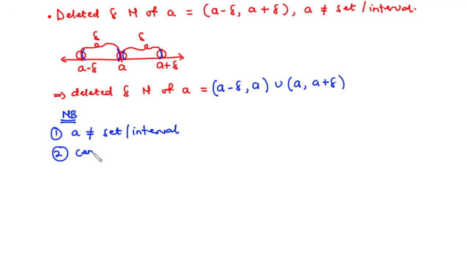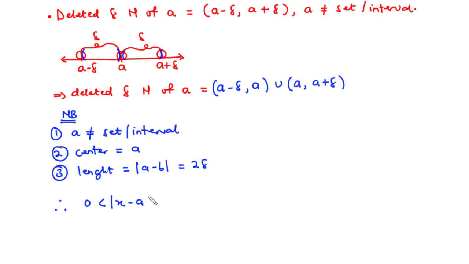The center of the interval still remains A, and lastly, the length of the interval is given by A minus B, which is equal to 2 times delta. Now mathematically, the deleted delta neighborhood of the point A, which is given by the open interval A minus delta, A union A, A plus delta, defines the set of all points x such that 0 is less than the absolute value of x minus A is less than delta, where A is an element of R and delta is greater than 0.